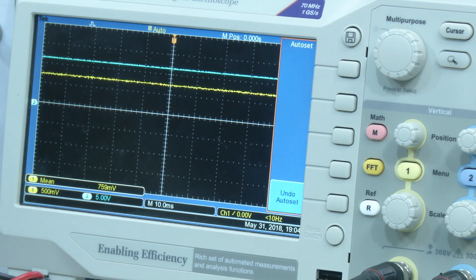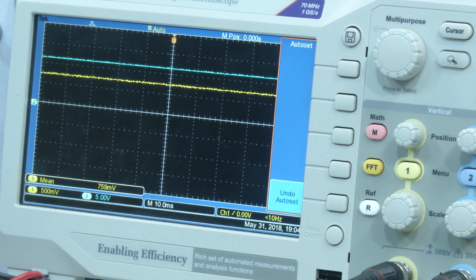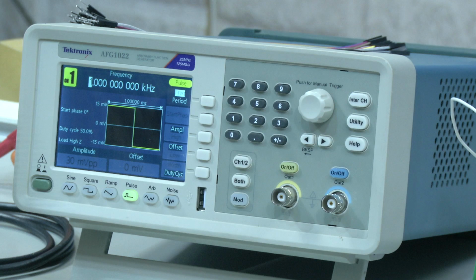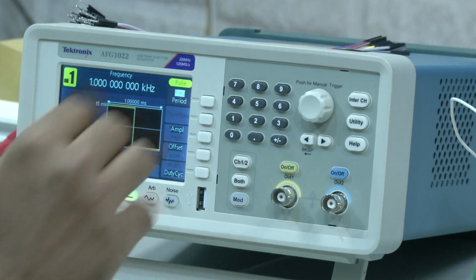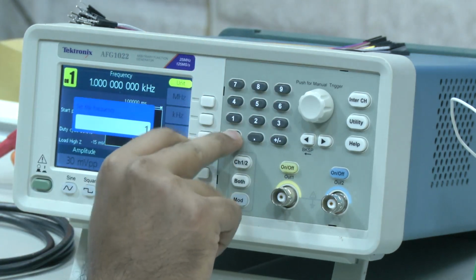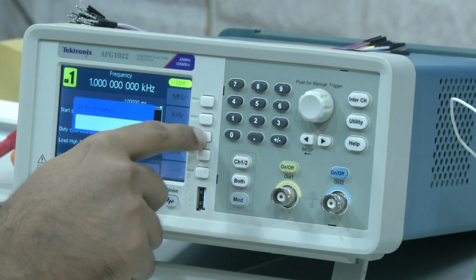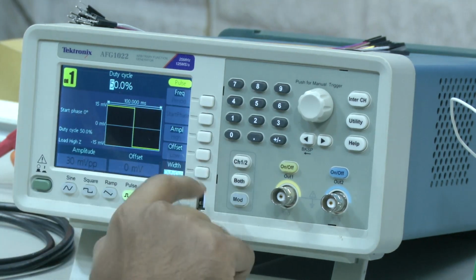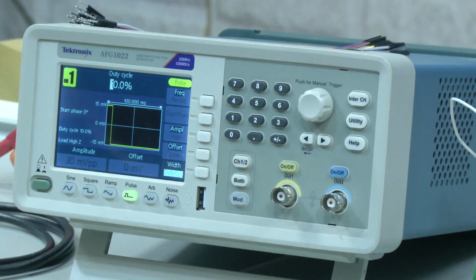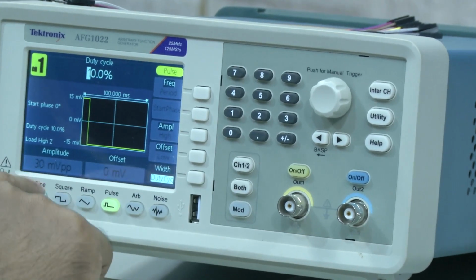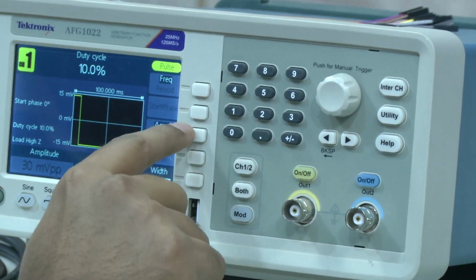In order to generate a negative triggering pulse, we will take a function generator and generate some pulse output. When we look into the function generator, we will take the same frequency, 10 hertz, and a duty cycle of 10%. But we need a negative pulse, and it is giving a positive pulse.